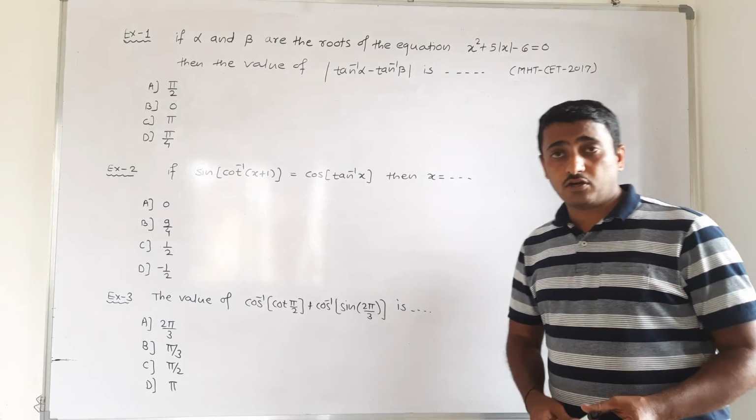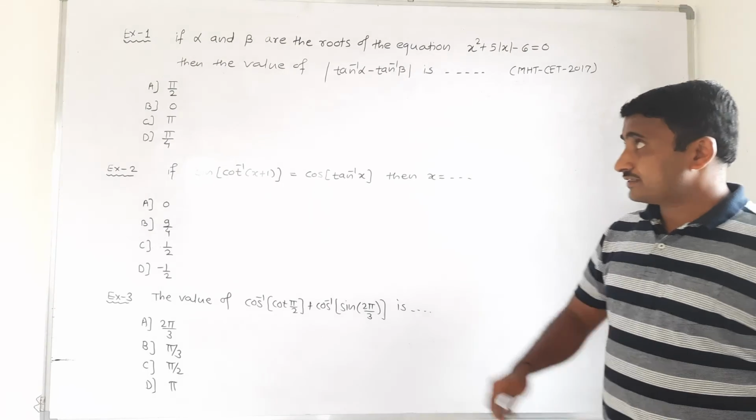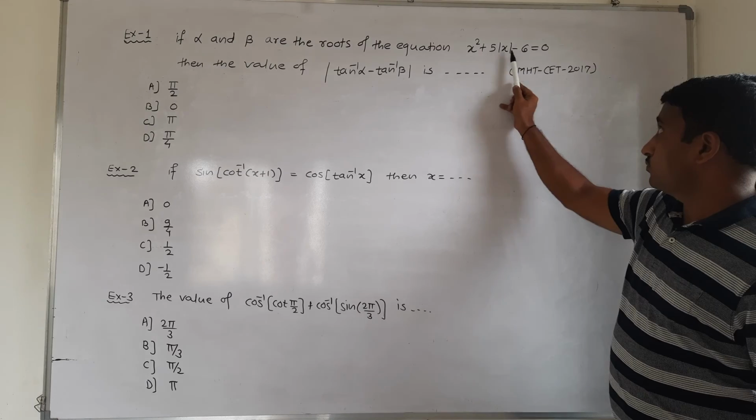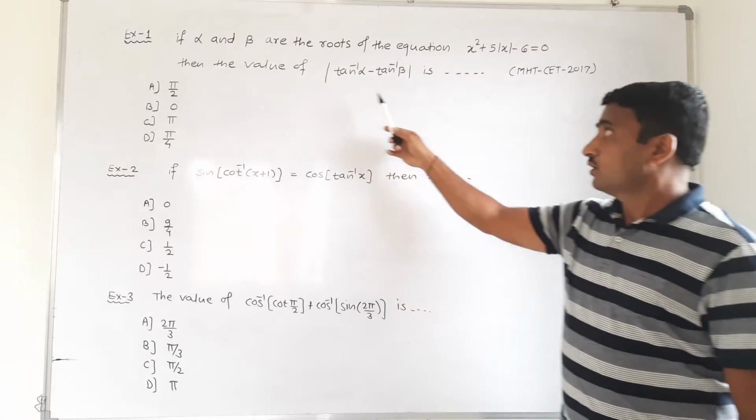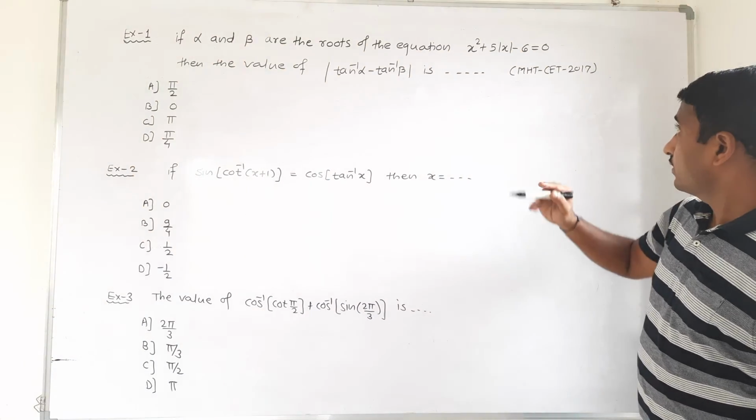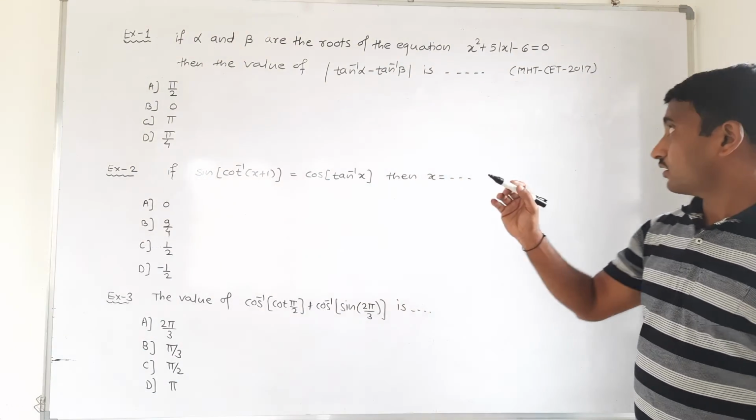Again, some more examples on trigonometric functions. First example: if alpha and beta are the roots of the equation x square plus 5 modulus x minus 6 is equal to 0, then the value of tan inverse alpha minus tan inverse beta is dash dash. MHT CET 2017 question.